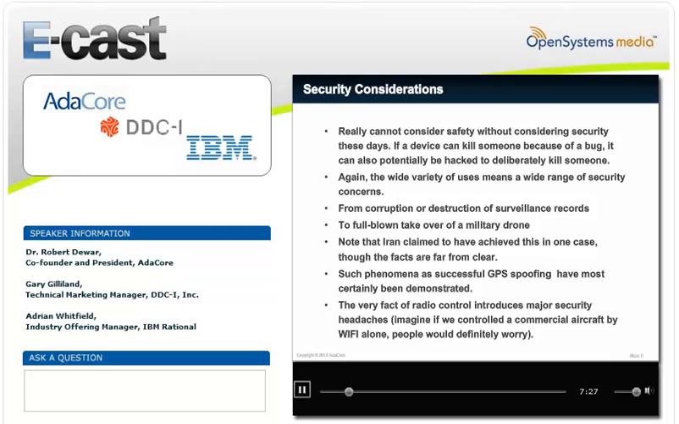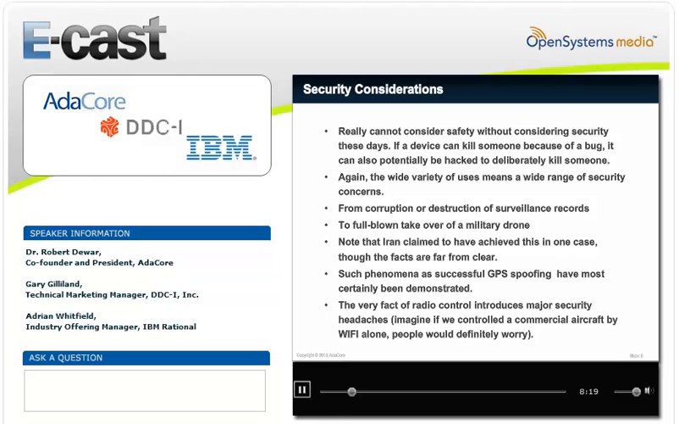And there certainly have been such phenomena as successful GPS spoofing demonstrated, and that's worrisome because many of these devices rely on integrity of GPS signals. And finally, the very fact of radio control introduces major security headaches. Imagine if someone on a commercial aircraft suggested, well, we'd save a lot of wire if we just used Wi-Fi to have all the various parts of the avionics system communicate with one another. Well, people would really worry about such a proposal because everyone registers immediately that wireless access means that anyone potentially can have access. Definite concern. Same kind of concerns arise with automobiles.